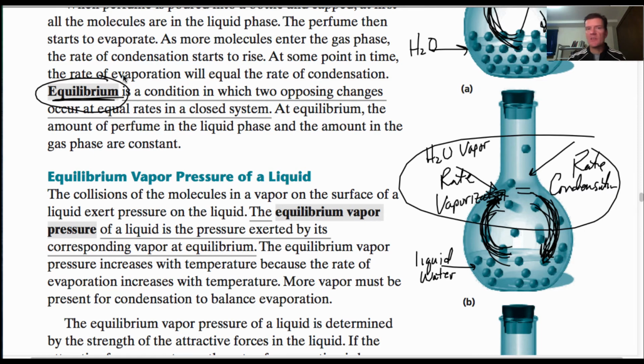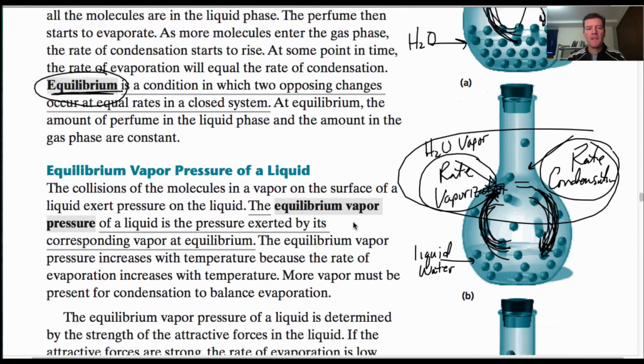Listen carefully. Equilibrium does not mean you have the same number of gas particles as liquid particles. That's not what it means. Equilibrium is between the rate of vaporization and the rate of condensation. How many particles vaporize compared to how many particles condense. When the same number of particles vaporize and condense, when those two numbers are the same, you have reached equilibrium. Okay?